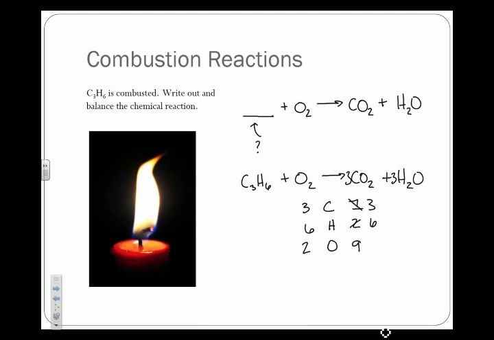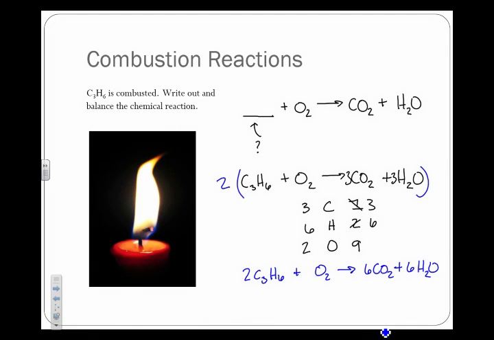The problem that I see here is I have an odd number of oxygens in the products, and in the reactants my oxygens only come as an even amount. So I can't balance this unless I turn that odd number into an even number. And how we do that is we take our reaction and we multiply everything by 2. So I have 2C3H6 plus some number of oxygens, I haven't decided yet, goes to 6 CO2s plus 6 H2Os.